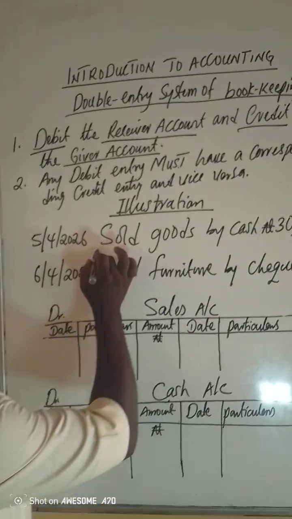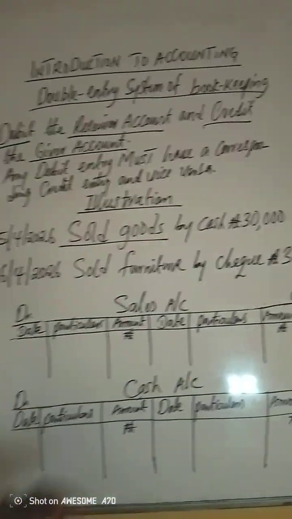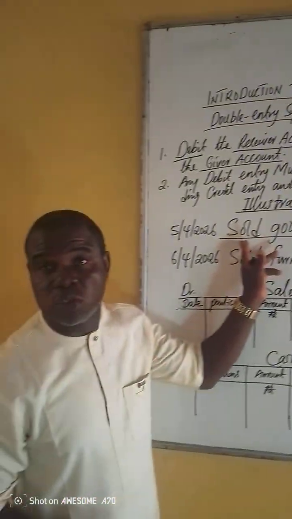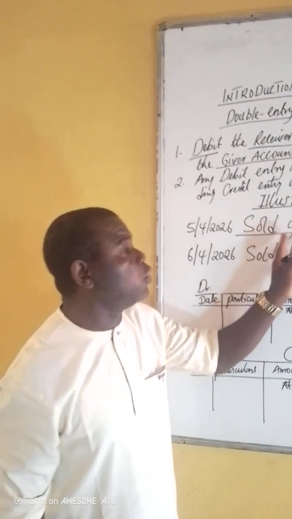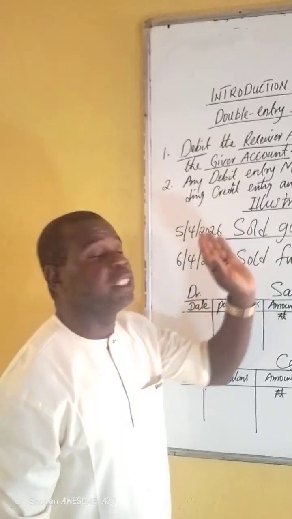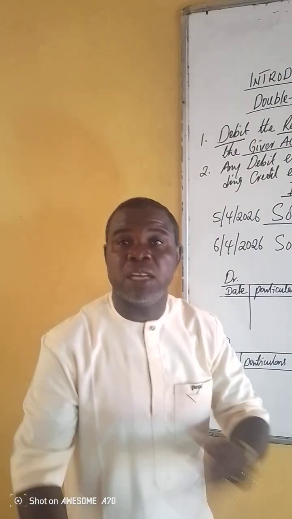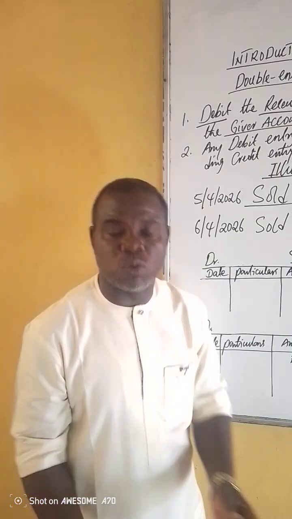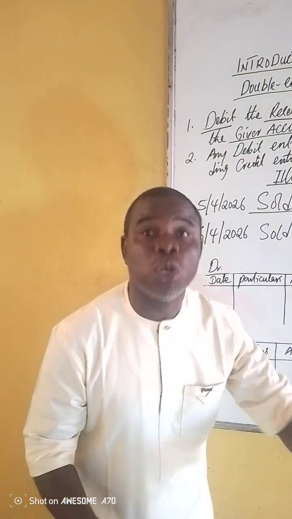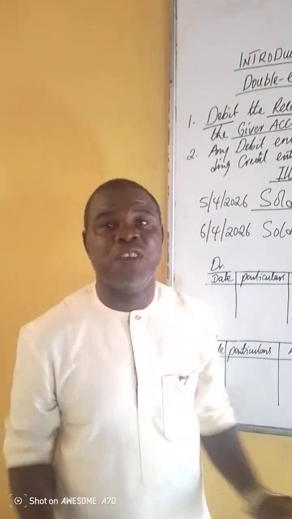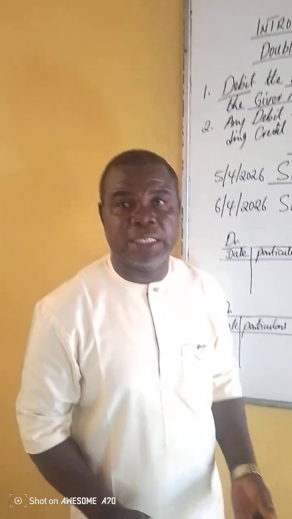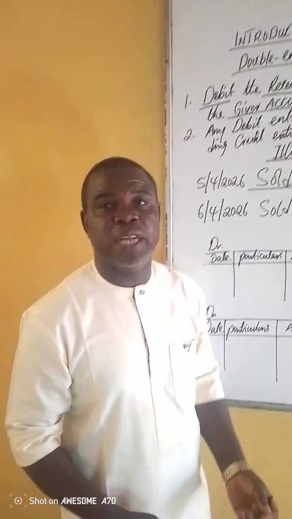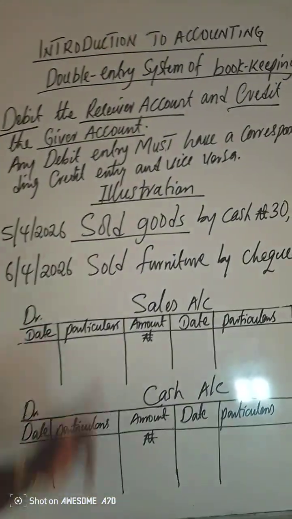Mind you, we will now say sold goods. Sold goods in accounting means sales. Don't open a goods account. Sold goods in accounting, what is sales? Sales are the goods that the business purchased to resell. So that is what we refer to as sales. So if we say sold goods, we mean the sales account. And sales is revenue, and all revenue is credited. So sales is also credited.